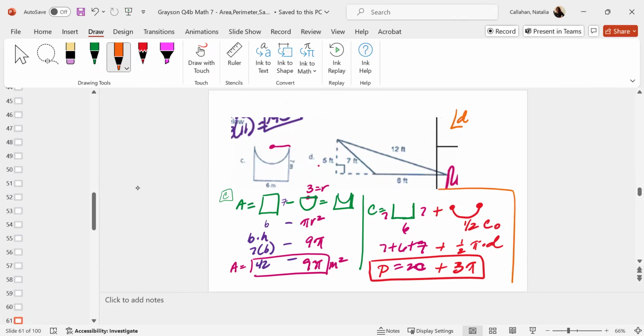D. Okay. We just need to find the area of this pink section.